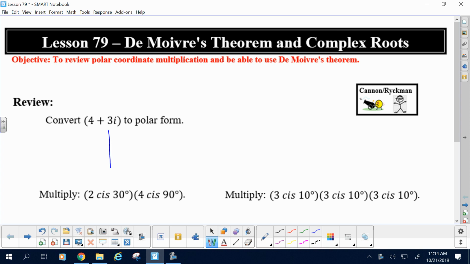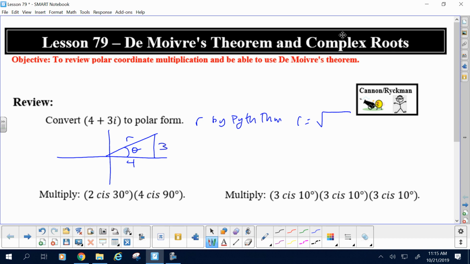Draw. What is 4, horizontal or vertical? To the right. And what is 3? Up. Okay? This typically is called r, and this is theta. How do you find r? Pythagorean theorem. Okay? And so isn't r the square root of 3 squared plus 4 squared, or 5? 5, yeah?